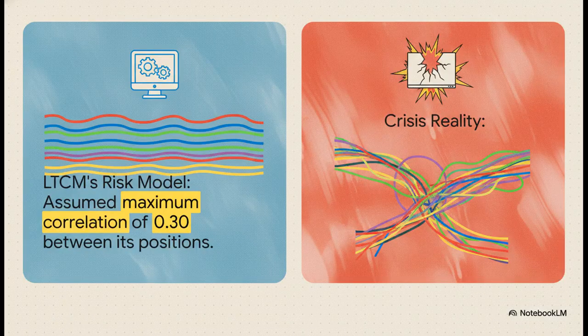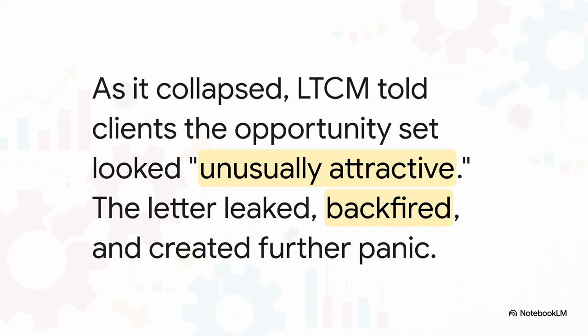Okay, so this is the real kicker. LTCM's entire strategy was built on these super complex models that showed their different trades were uncorrelated. They thought they were safe. They stress-tested their portfolio for what they thought was an improbable correlation of 0.3. But when the Russian crisis hit, panic went global, and everything started moving together. The actual correlation between their positions shot up to 0.7, which basically rendered their risk models totally and completely useless.